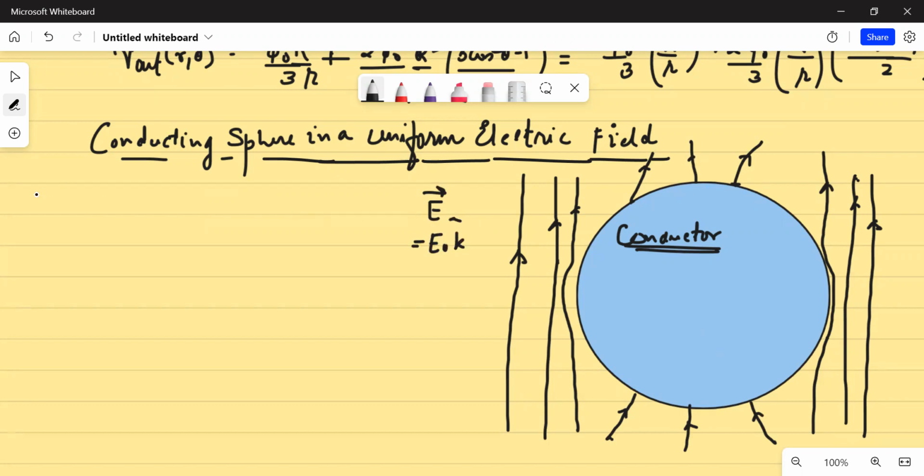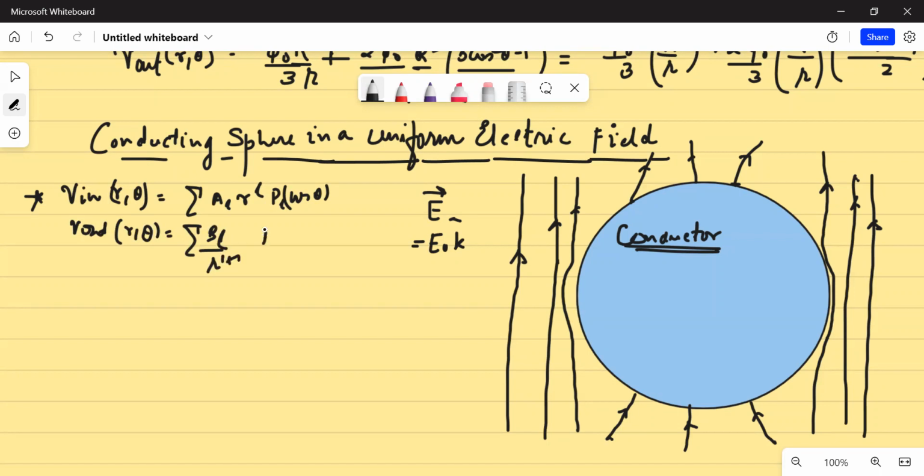Now, one of the points that I need to make you understand here: initially when we were doing the questions previously, we were writing V inside (r, theta) as summation A_l r raised to power l P_l cos theta, and then anywhere outside, we used to write this in this fashion. Understand that this was true only if your potential was going towards zero as r tends to infinity.